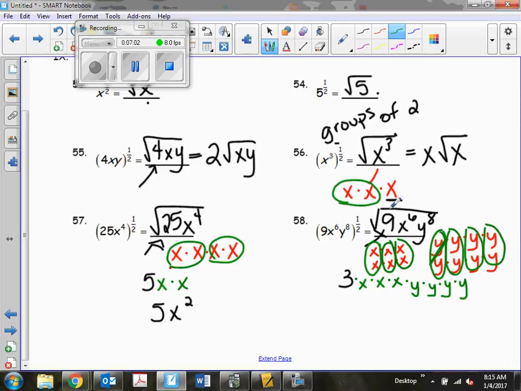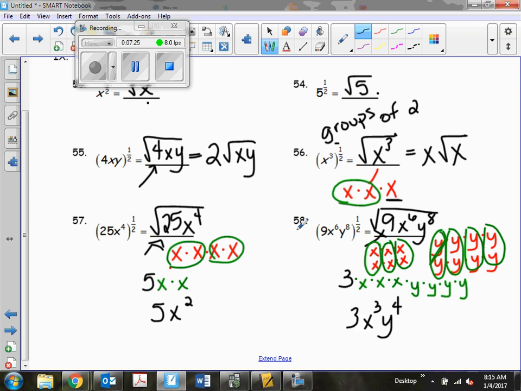And again, same thing that happened in number 57, everything was taken out, so there is no more radical. But I can simplify this answer down. I can rewrite x times x times x as x to the 3rd, and y times y times y times y as y to the 4th. So my answer here is going to be 3x to the 3rd, y to the 4th.